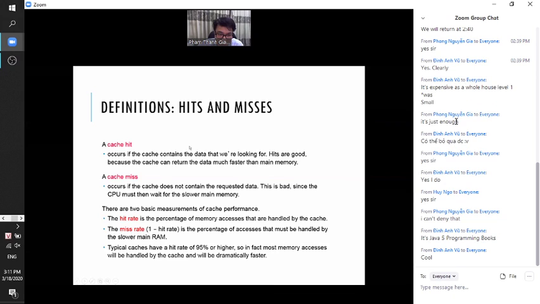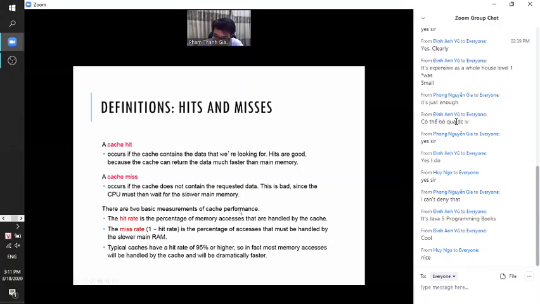However, the design of the cache makes the hit rate 95% even though the cache storage is small, and only 5% are misses. So to measure cache performance, we care about the percentage of cache hits and the cache miss rate. The hit rate is the percentage of memory accesses handled by the cache, and the miss rate, which equals 1 minus the hit rate, is the percentage of accesses that must be handled by the slow main RAM. Quite simple, right? Hit rate plus miss rate is 1: it is 95% and 5%.